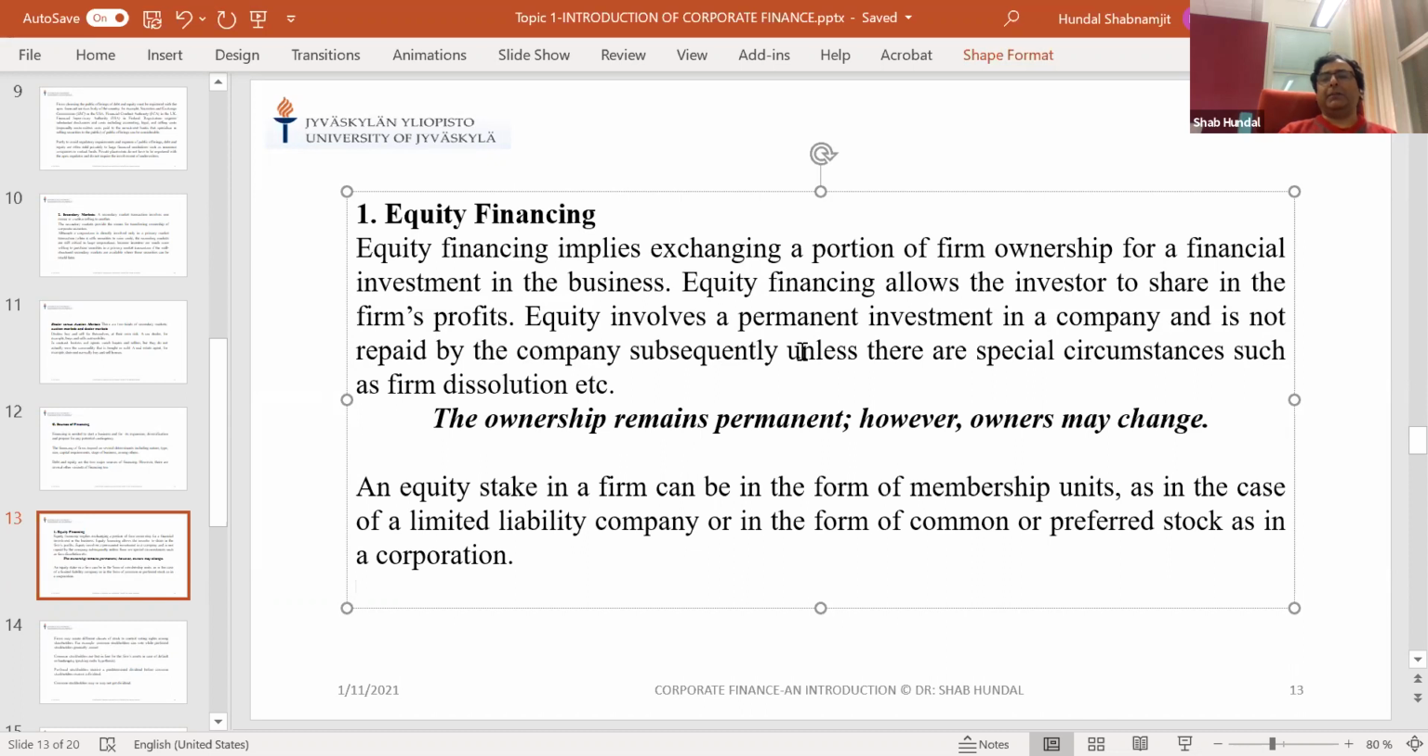Equity involves a permanent investment. It doesn't, I wrote the circumstances when it can happen. Then when the firm is dissolved, that's a different thing. But in the normal course of time, the equity is a permanent investment, but the equity holders can change. And where do these equity holders change? Well, they change in the secondary market. You buy the stocks, you sell.